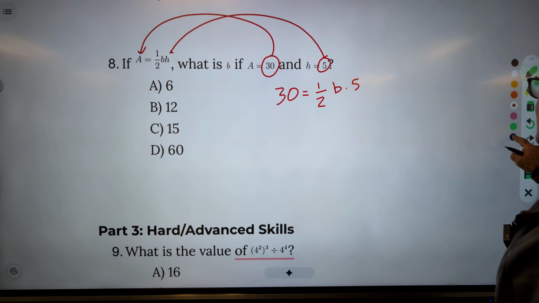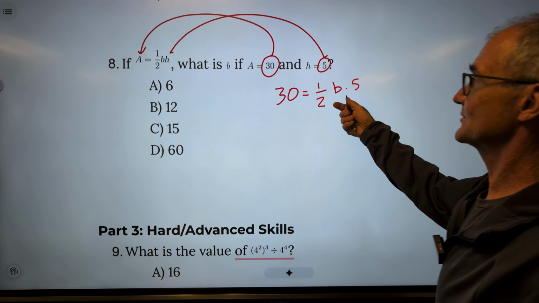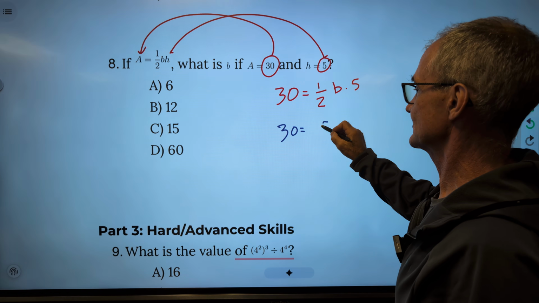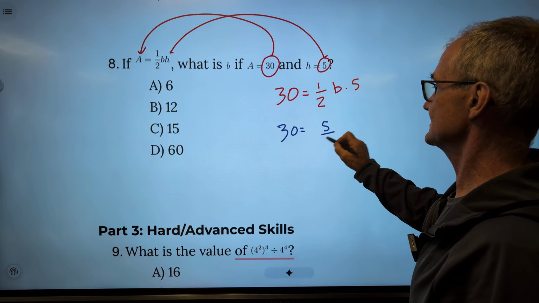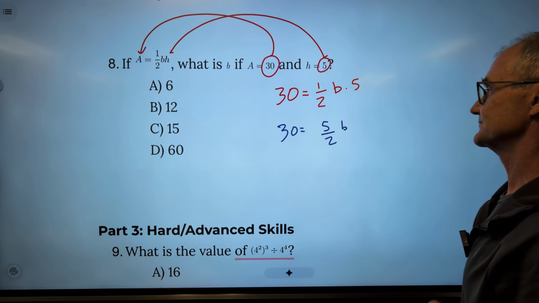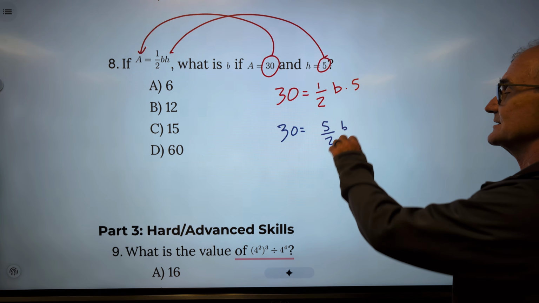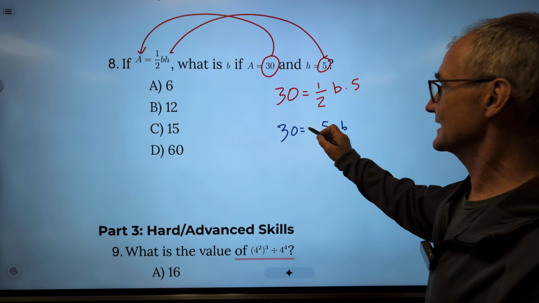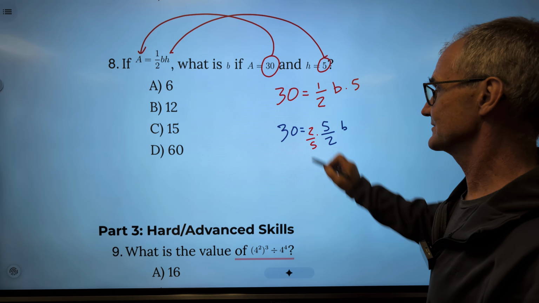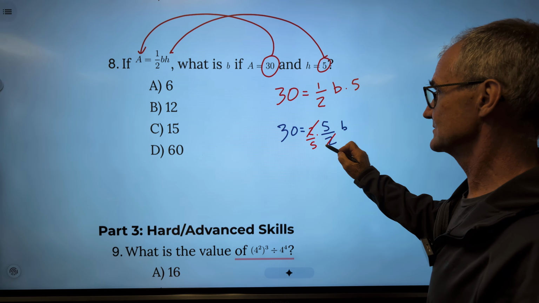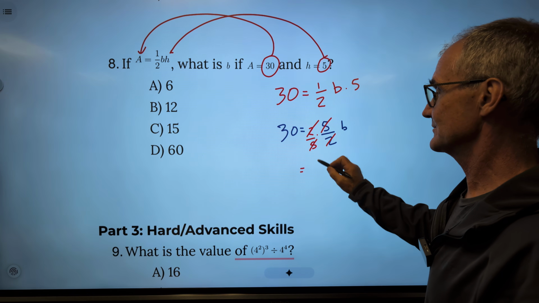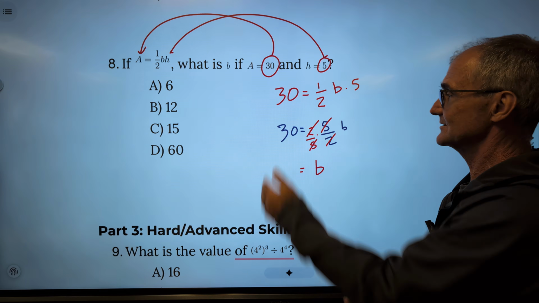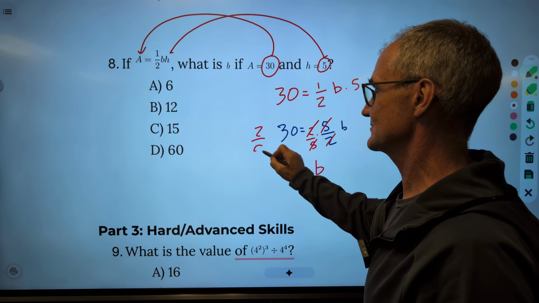The way I'm going to do that is I'm going to do this multiplication first. 5 times 1/2. So 30 is equal to 5 over 2 times B. From there, it is being multiplied by 5 over 2. So I am going to multiply that by 2 over 5. Those will cancel, giving me B by itself. If I do that to the right side, I've got to do it to the left side. So I multiply this by 2 over 5.